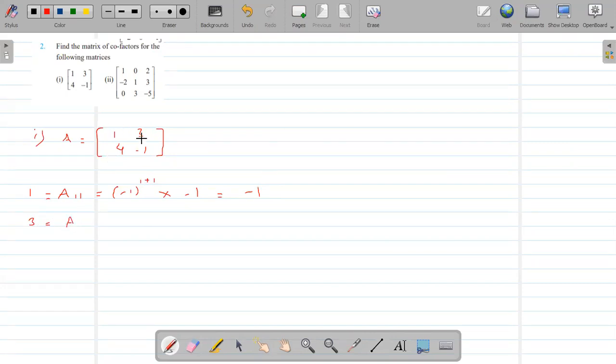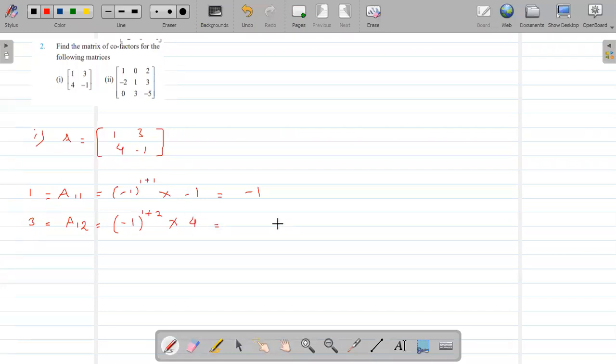Now the very next element, which is 3. What is the position of this element? First row, second column. So -1 to the power first row plus second column into, what is the number that will appear here? So it's first row, second column. So 4 is remaining, right?